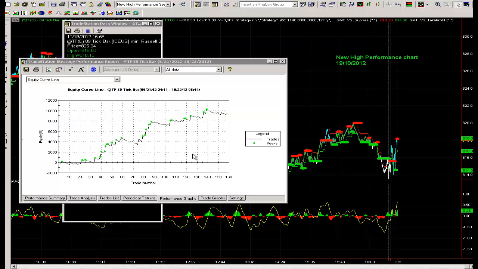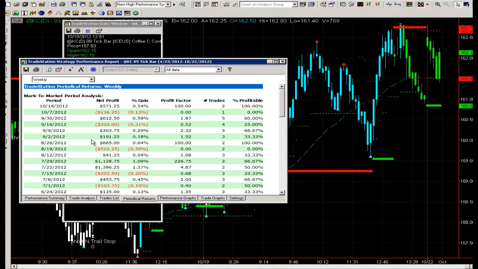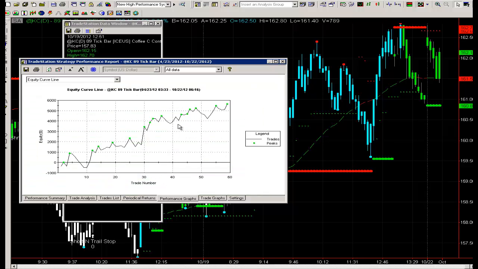Alright guys, so the next system I was going to take you through is one of a couple that are really running beautifully. This is Brett's revised coffee. So again, back to the 89 tick, running beautifully. Had a good week last week, 571, just picking up some nice trades there, and you can see it's making new equity highs. So that's doing well. System number 72 had a good week, although I haven't loaded that up.